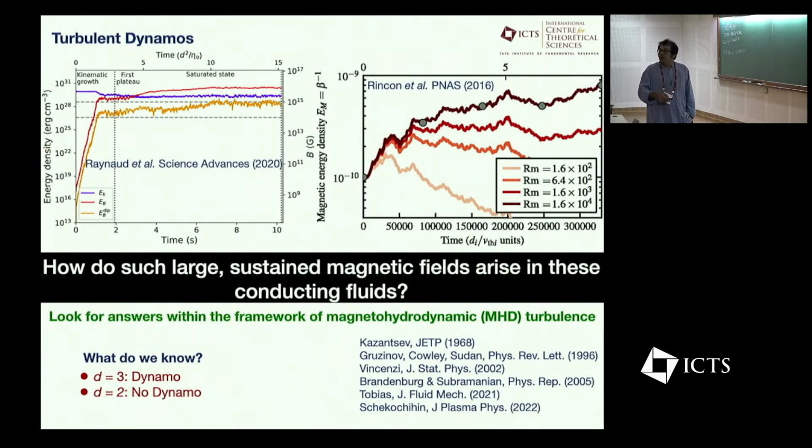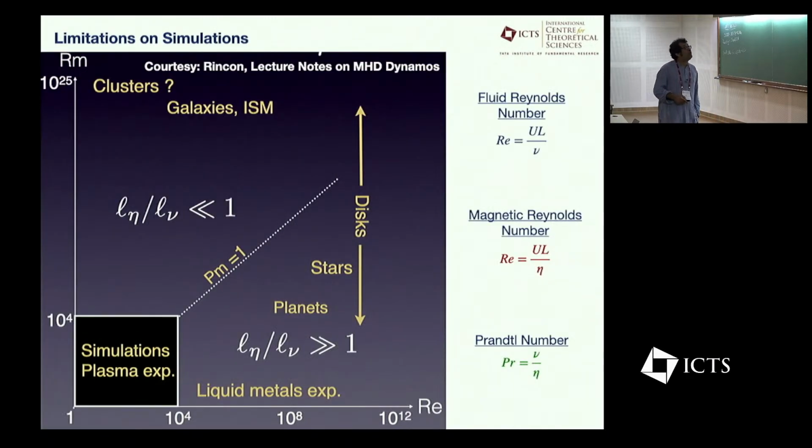So we know a lot. Maybe this should be, what do I know? I know very little about this, but what I do know is certainly from several observations, experiments, and theory, and there are some nice reviews that I've listed here, that there are dynamos in 3 dimensions and there are no dynamos in 2 dimensions. The D equal to 2 no dynamo theorem is an old classic one.